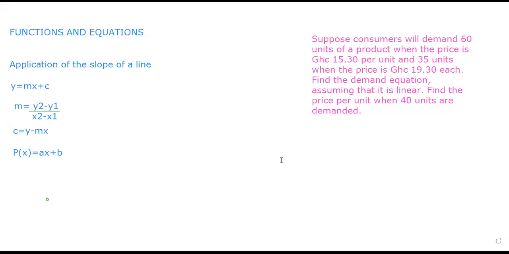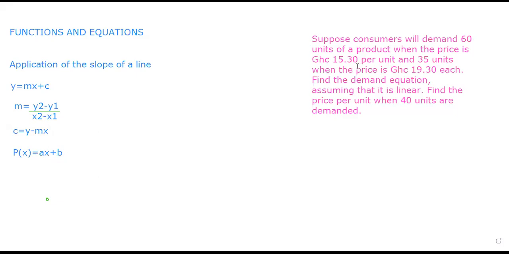So let's put down our parameters. Now, P here is in the place of Y. You can see that. If I say P of X is equal to AX plus B, P here is in the place of Y. So when you see price in the problem, that is your Y. And if you see X there, it is already at its place. So X is the units.